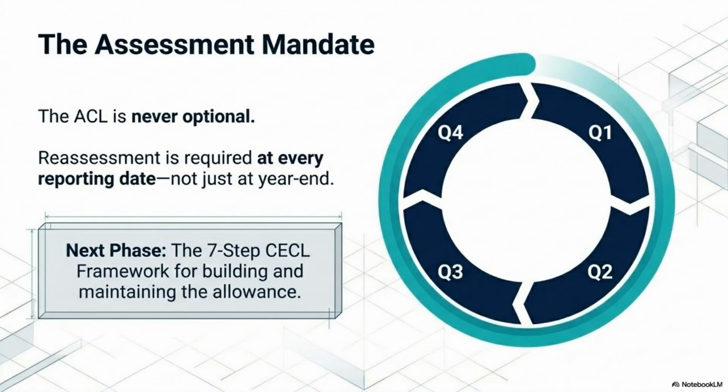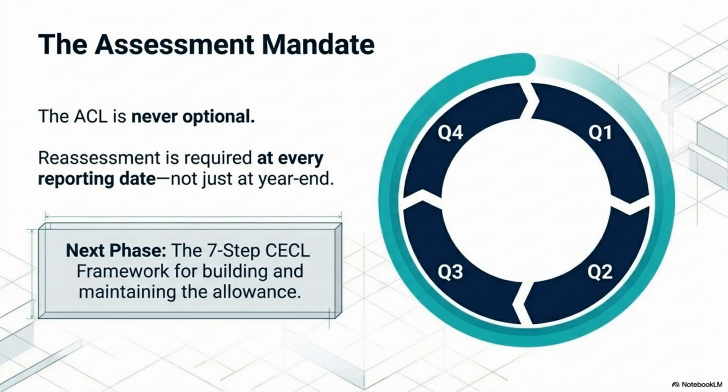The final point on this slide is the one that surprises practitioners most. Reassessment is not an annual exercise. The ACL must be evaluated at every reporting date, whether that is quarterly or annually, not just at year-end. There are no exceptions and no shortcuts. The cycle shown here, Q1 through Q4, is intentional. The standard demands continuous attention to credit quality throughout the year.